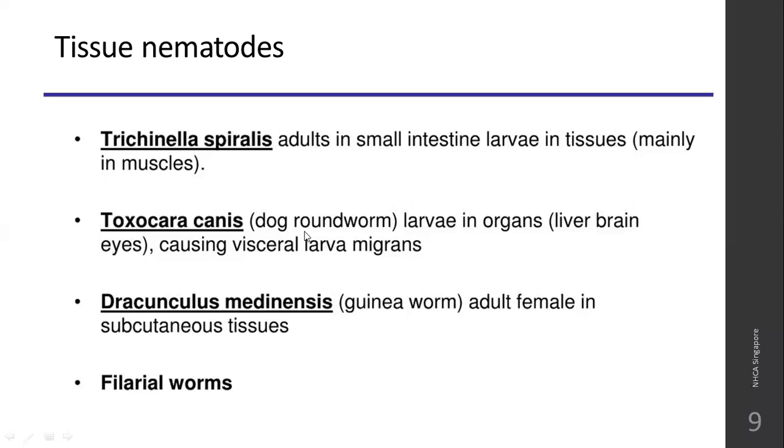Then you have dog roundworm. They are ocular larva migrans. They can affect your eyes, they can invade the tissues of the eyes. Toxocara canis, dog worm, in your liver, brain, eyes. So these are the tissue nematodes.